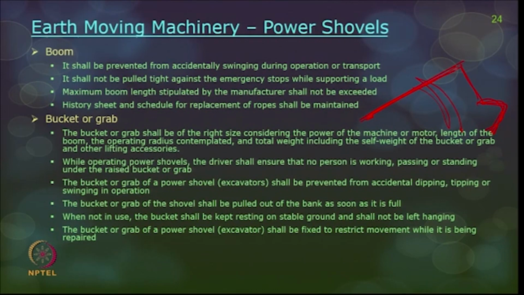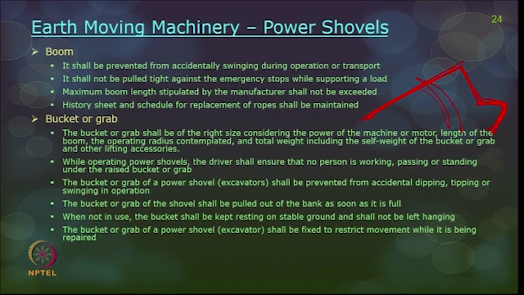So, now let us talk about safety precautions with the earth moving machinery, primarily with the earth cutting machinery. Number one is power shovel and number two will be bulldozer. These two safety precautions we will discuss. In a power shovel, there are two parts: one is this boom, okay, this is primarily called a boom, and this is the bucket or the grab. We will be talking only about these two issues.